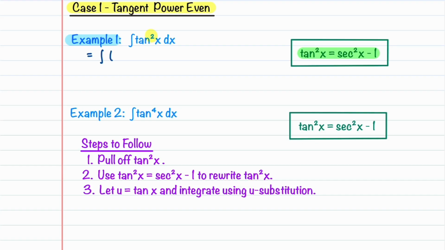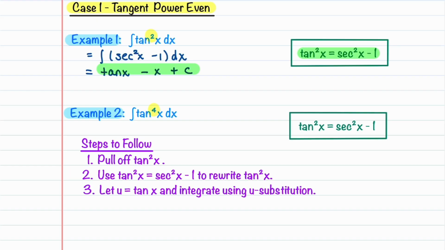We have the integral of tangent squared is now the integral of secant squared x minus 1 dx. We can just go ahead and integrate that. Integral of secant squared is tangent x. And then we subtract off the integral of 1, which is x, and then we add on our arbitrary constant. And there's our answer. For our second example, we are going to integrate tangent to the fourth x dx.